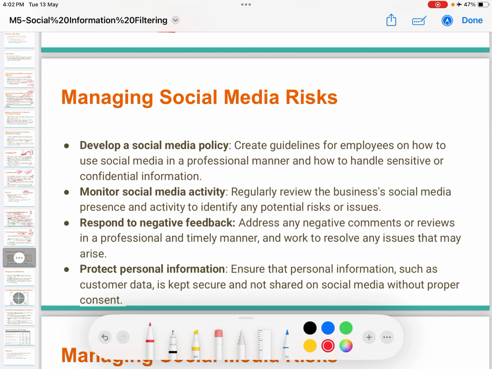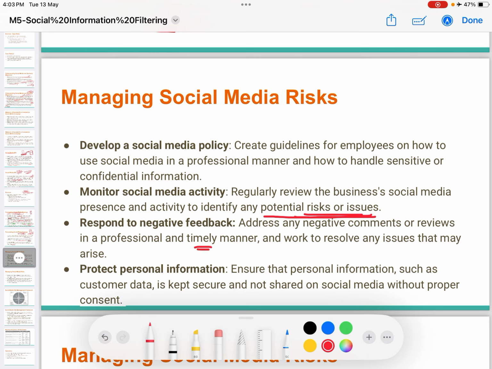Next is monitor social media activity. Regularly review the business's social media presence and activity to identify if there are any potential risks or issues. Respond to negative feedback. Always address any negative feedback or review in a professional and timely manner. So professional manner means saying thank you for your response, we will be looking into the so and so issue.